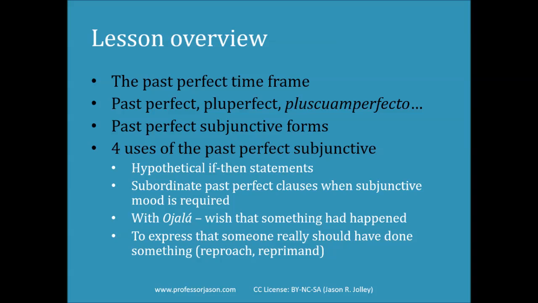Alright, just to give you a little bit clearer idea of what to expect in today's lesson, here's our lesson overview slide. I'm going to start off by talking about what's meant by the past perfect time frame. Then I'm going to go into a little bit of the nomenclature, the terminology. We have different terms in English and Spanish to refer to the past perfect. Then I'm going to demonstrate how to form the past perfect subjunctive forms, show you a little bit on the whiteboard, and I'm going to finish up the lesson by going into four distinct circumstances or situations in which the past perfect subjunctive is used. Alright, let's take a look at our first topic then.